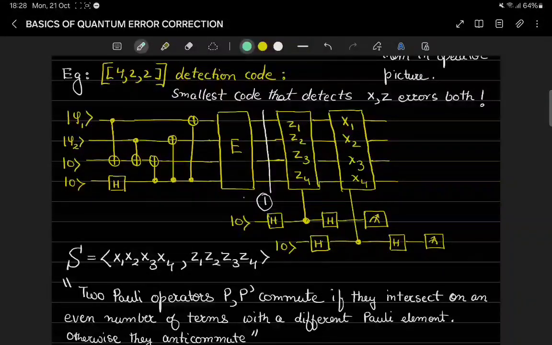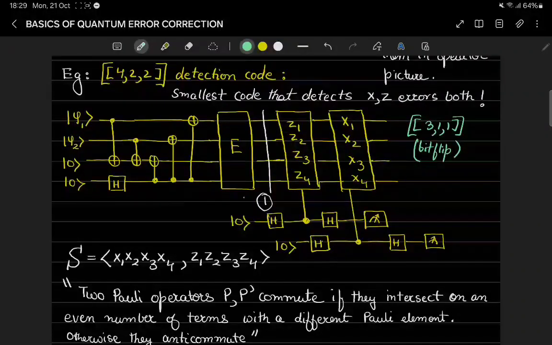Welcome to this video. In this video, I will be talking about the 422 code as the smallest code that detects X and Z errors. So it does not correct it. So similar to the 311 code. So I just showed that 311 code, which was the bit flip code.